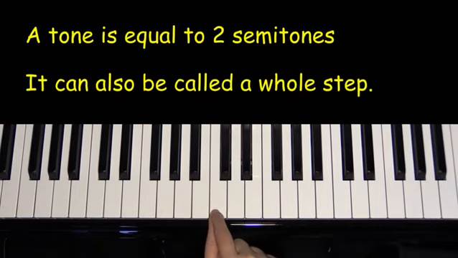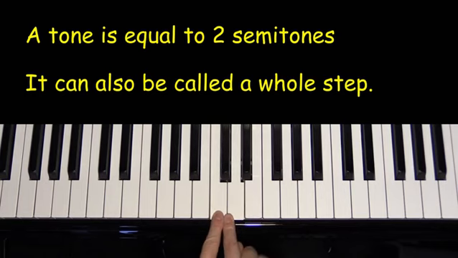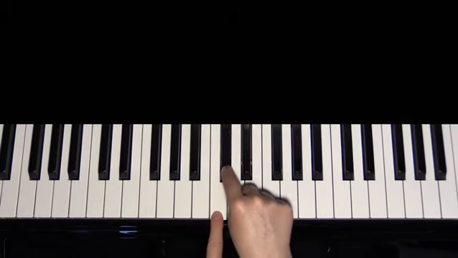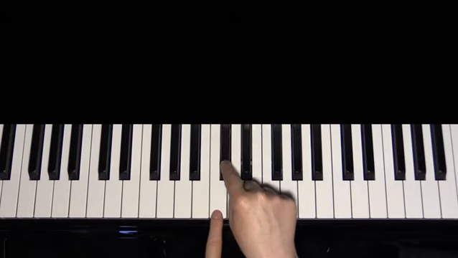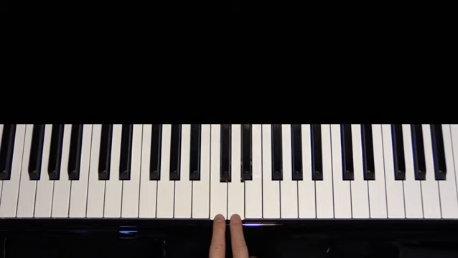A tone is simply the distance of 2 semitones. If I start on my middle C and I go up 2 semitones, 1, 2, the distance between these 2 notes is now called a tone. In short, from here to here is a semitone, from here to here is a tone. In some parts of the world, this is called a half step, and this is called a whole step.